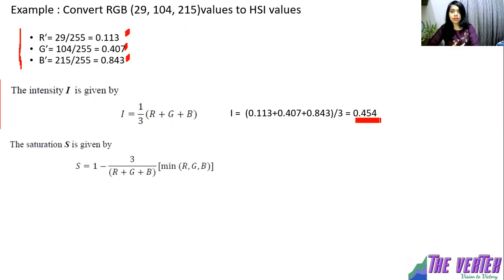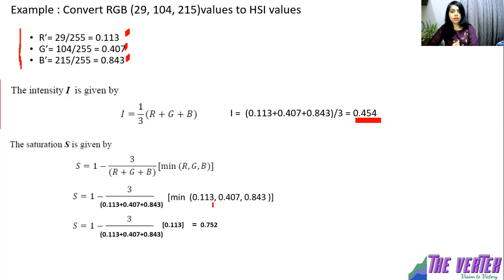Very simple formula. Next, the saturation. Saturation is given by 1 minus 3 by R plus G plus B times the minimum of R, G and B. Which one is minimum among R, G and B? R is minimum. So I have represented the R, G and B values, and we have to take the minimum of these. The minimum is 0.113, that is, the R value is minimum. So let's solve this formula. After solving, we'll get this value of saturation.